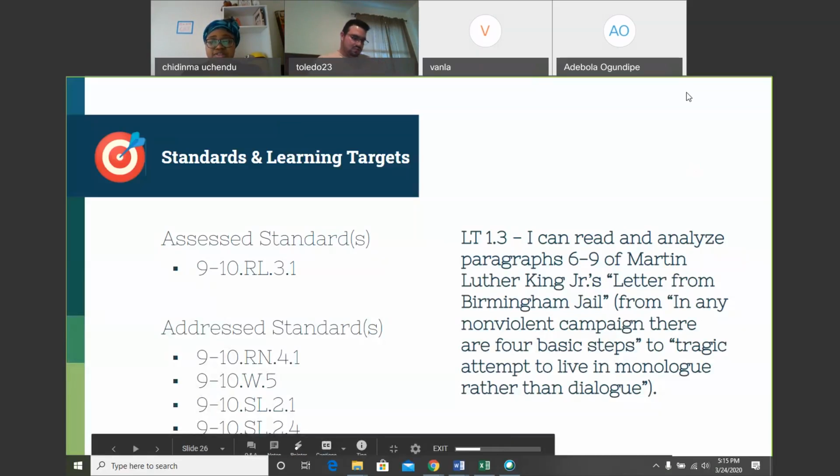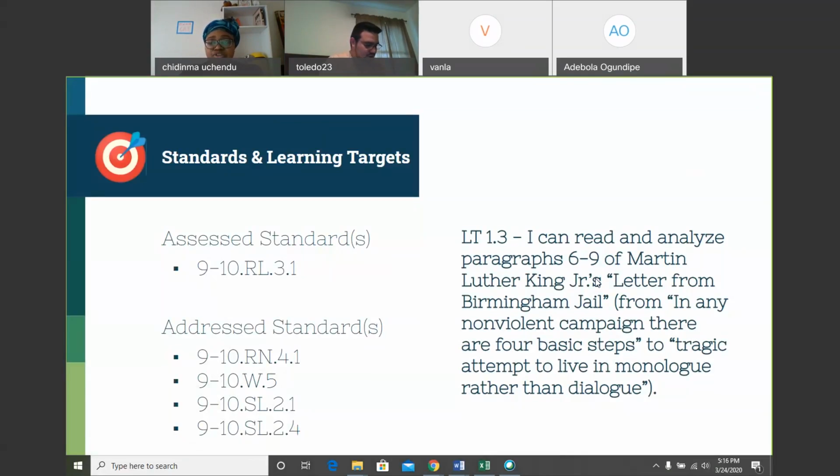So what we're going to do today is focus on, so it says, I can read and analyze paragraphs 6 through 9 of Martin Luther King Jr.'s Letter from Birmingham Jail. Last week, we focused on paragraphs 1 through 5, right? We did 1 through 5 last week. This week, we're going to focus on 6 through 9, okay?